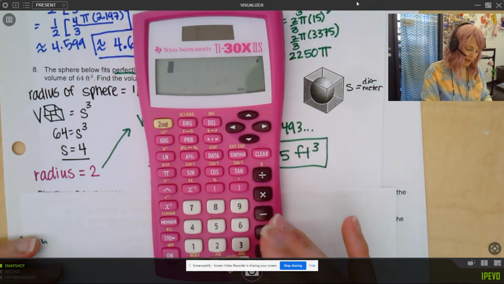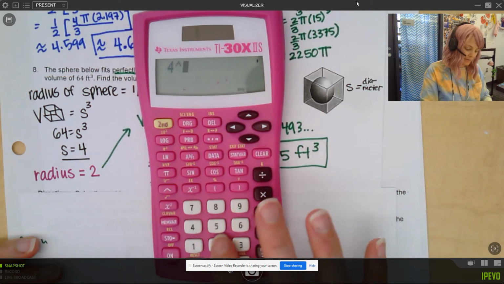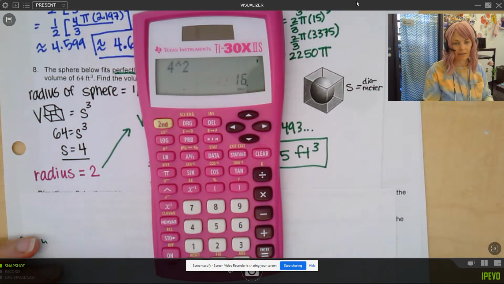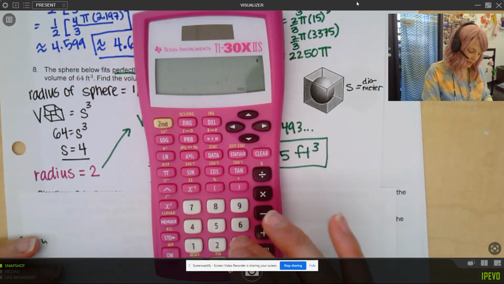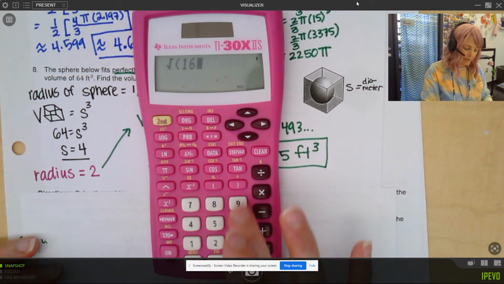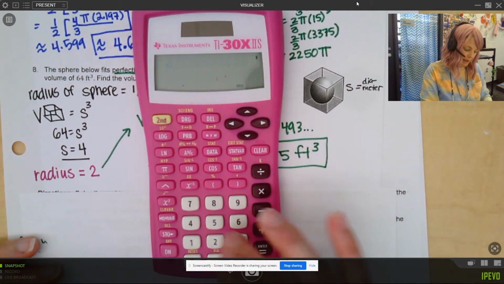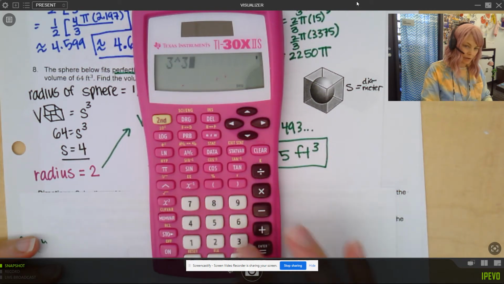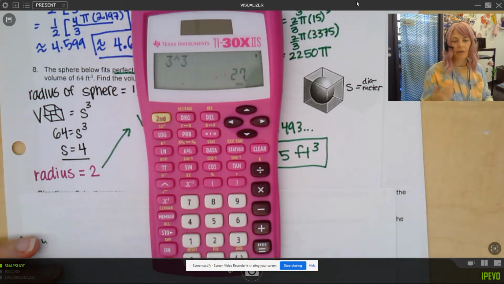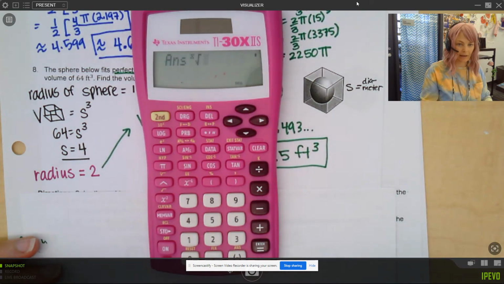So for example, I know that the square root of 16, because 4 squared is 16, the square root of 16 is 4. So what I would do is I would press the second and the x squared to get that square root symbol, put in 16, and I would get 4. Well, cube root, similarly, I know that 3 to the third is 27. So the cube root of 27 is 3. So I'd press second caret instead.